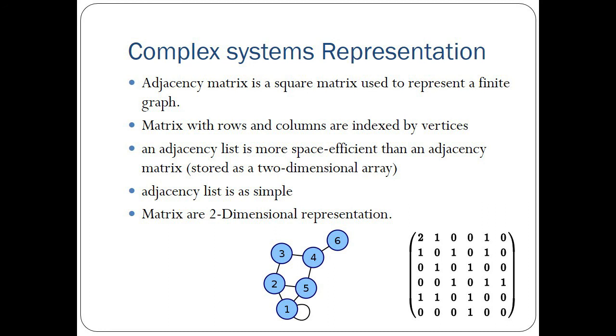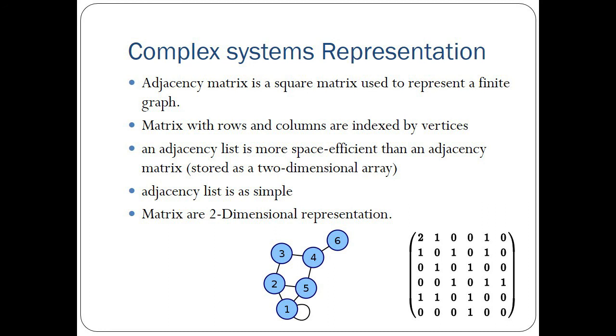The adjacency list is much better in terms of space as compared to the adjacency matrix. The adjacency list is a simpler thing as compared to the matrix. The matrix is actually a two-dimensional representation. The matrix is a little bit more complex, but the matrix has its own advantages as compared to the adjacency list.